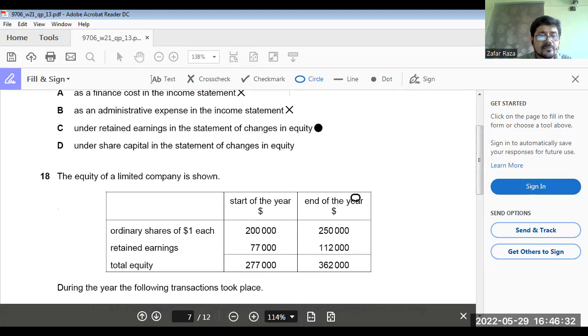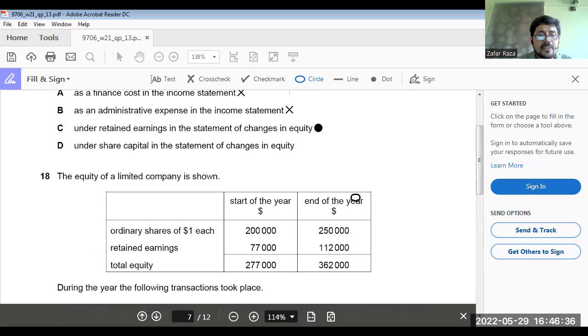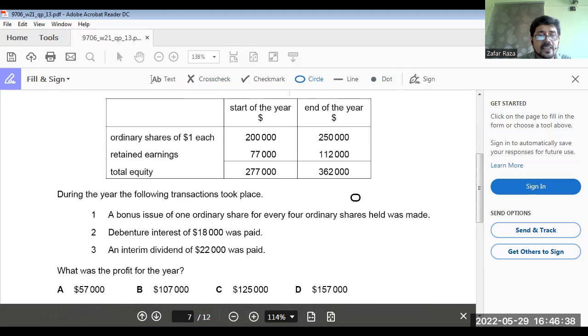Now, the equity of a limited company is shown, start of the year and end of the year. During the year, the following transactions took place. A bonus issue of one ordinary share for every 4 shares held was made. Debenture interest of 80,000 was paid. An interim dividend of 22,000 was paid. What was the profit for the year? When we are working on retained earnings, we are not going to include the debenture interest first of all. So this is a useless item.